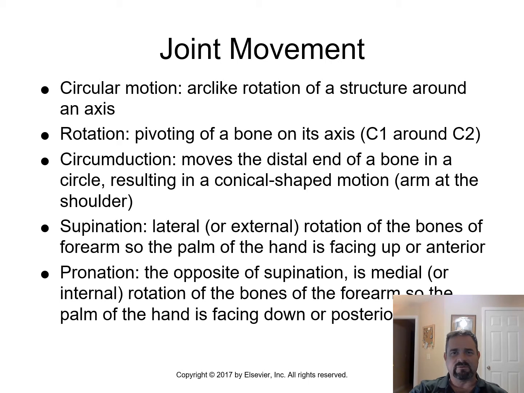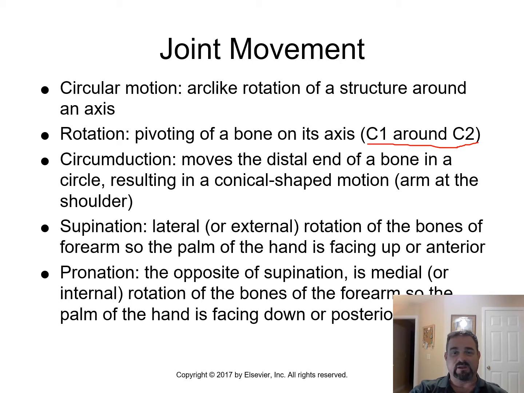All right, so in joint movement, you have circular motion, which is an arch-like rotation of a structure around the axis. Then you have rotation, which is a pivoting of a bone on its axis, such as C1 around C2. Circumduction moves the distal end of the bone in a circle. This results in a conical shaped motion. A good example of that is the arm at the shoulder.